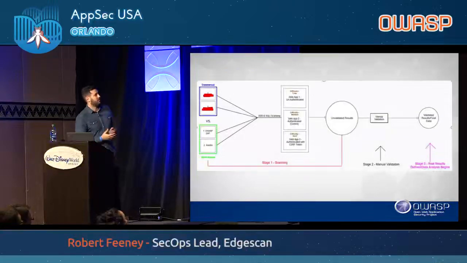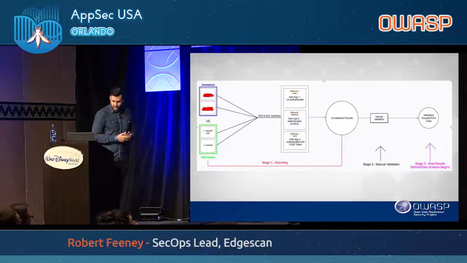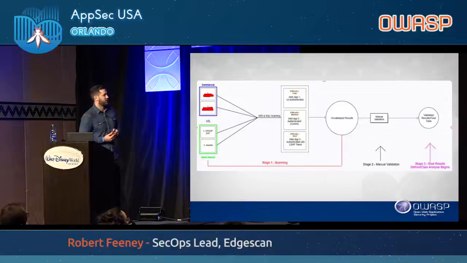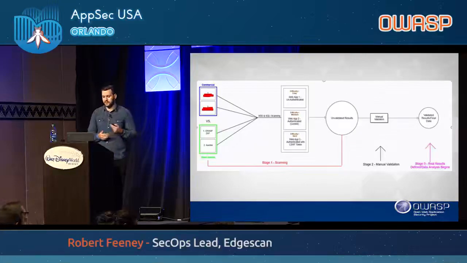So here's a high-level overview, a kind of messy diagram of the experiment. You can see stage 1 is the scanning, so it's all 4 of the tools being pitted against all of the applications with the cross-site scripting and SQL injection scanning. Then we get to the unvalidated results stage, and after that the manual validation occurs.